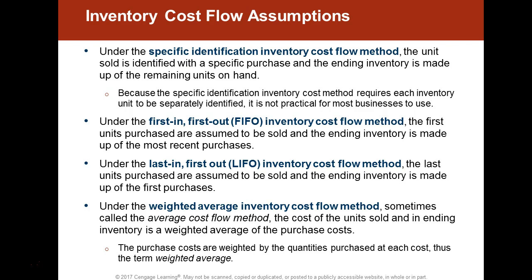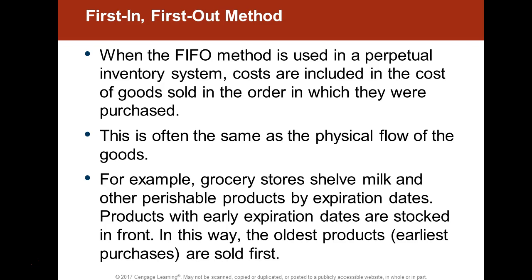But again, you're going to be averaging your cost flow with weighted average. With LIFO, you're going to be assuming the last goods you've purchased are the ones that are going to be sold first, and your ending inventory is going to be made up of your very early, or your first, purchases. And the opposite is going to be true for FIFO. So again, in a perpetual system, when FIFO is used, you're going to be including your cost of goods sold in the order in which they were purchased.